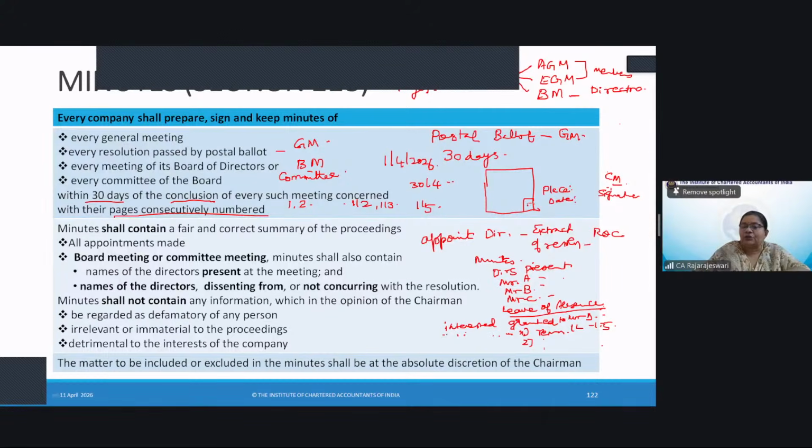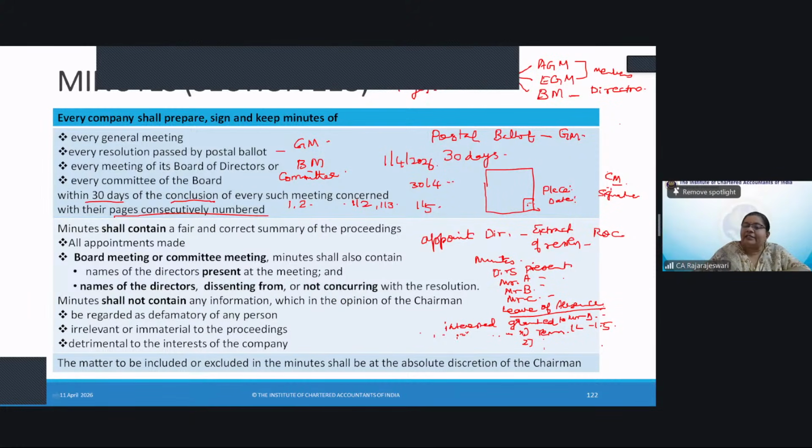So that will also be recorded: being an interested person, he did not participate in the resolution. It was resolved with the remaining directors concerned. So the minutes will be recorded like that.